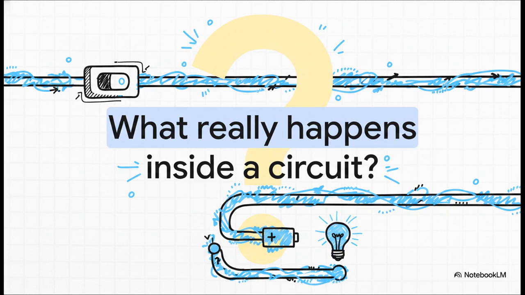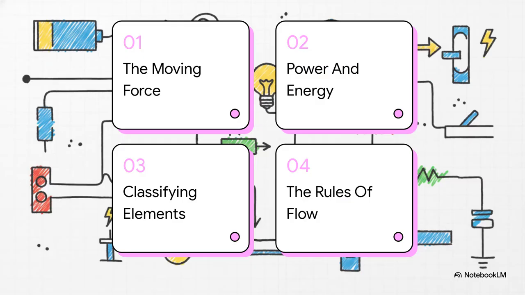To really get this, we have to look past the physical wires and understand the invisible flow happening right beneath the surface. So here is our calm, straightforward roadmap for today. First, the invisible moving force. Second, power and energy transferred. Third, classifying circuit elements. And finally, number 4, the rules of flow.